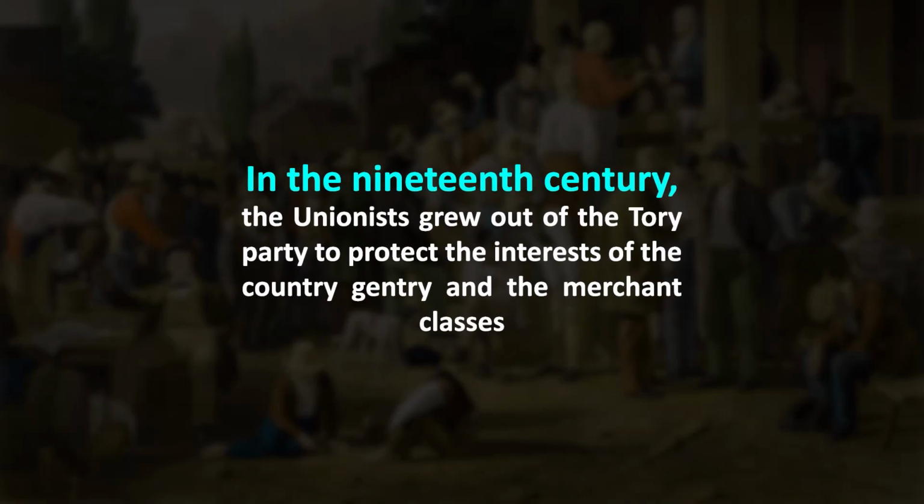In the 19th century, the Unionists grew out of the Tory party to protect the interests of the country gentry and the merchant class. The name Conservative Party has been used since 1830. Its nickname, Tory, continues even today.